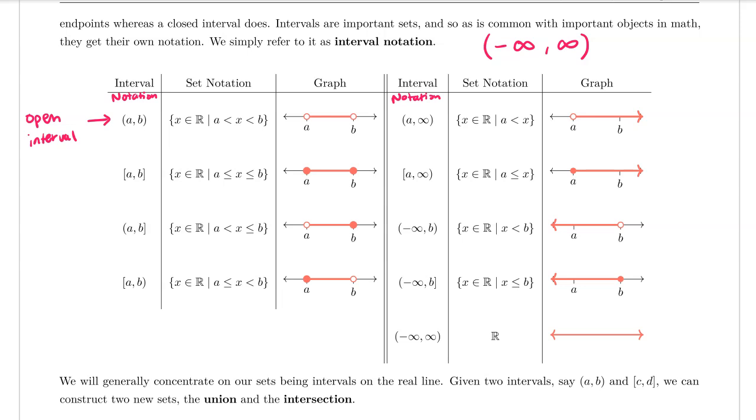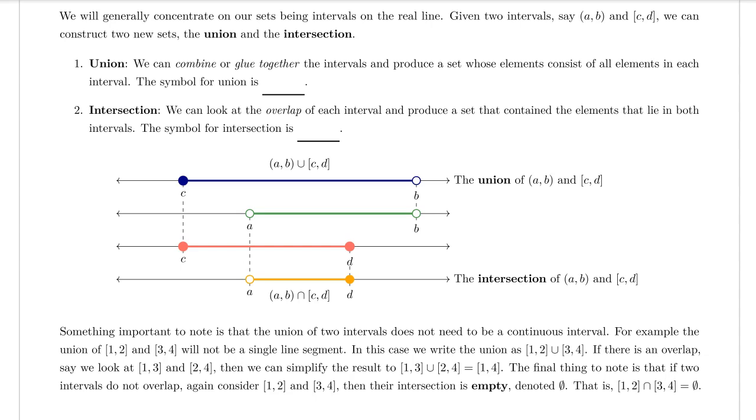We will generally concentrate on our sets being intervals on the real line. Given two intervals, say from A to B and C to D, where A to B is an open interval and C to D is a closed interval, we can construct two new sets called the union and the intersection. For the union, we combine or glue together the intervals and produce a set whose elements consist of all elements in each interval. The symbol for union looks like a capital U. For the intersection, we look at the overlap of each interval and produce a set that contains the elements that lie in both intervals. The symbol for intersection looks like an upside down capital U.